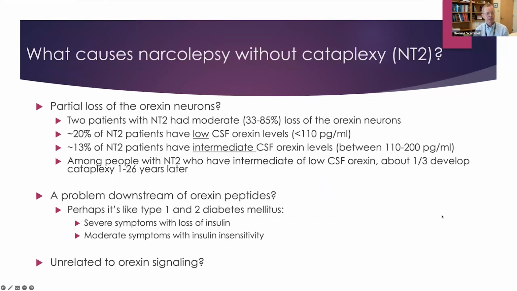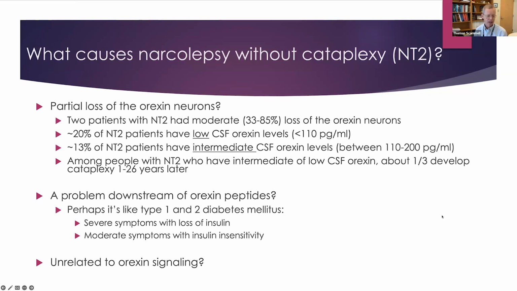Okay, but if narcolepsy type 2 isn't caused by a loss of orexin signaling, what does cause it? One possibility is that it truly is also some kind of damage to the orexin neurons, but it's only a partial loss. Remember, in narcolepsy type 1, there's like a 90 to 95% loss of those cells. And maybe this is just partial loss. The trouble is we just have almost no data on this. There was one paper describing brains from 2 people with narcolepsy type 2. One of them had 33% loss, another one had an 85% loss of the orexin neurons.